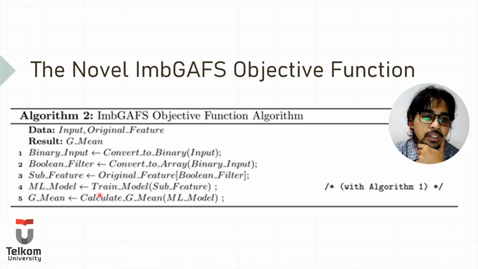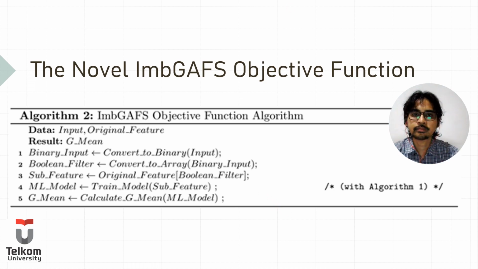Then we train our optimal machine learning model using the subfeatures, and then we optimize the G-mean until we get the maximum value of our G-mean, and the G-mean value becomes the optimum value that is the output of our objective function, and that is the GA process.